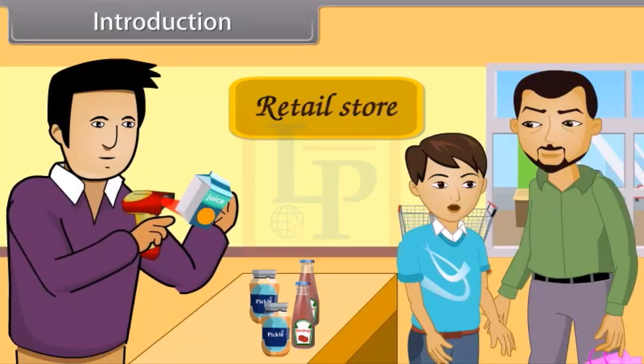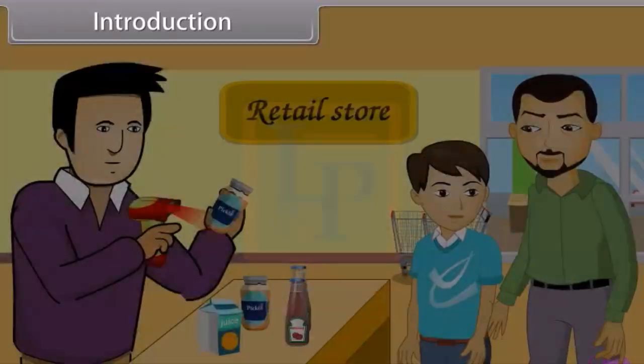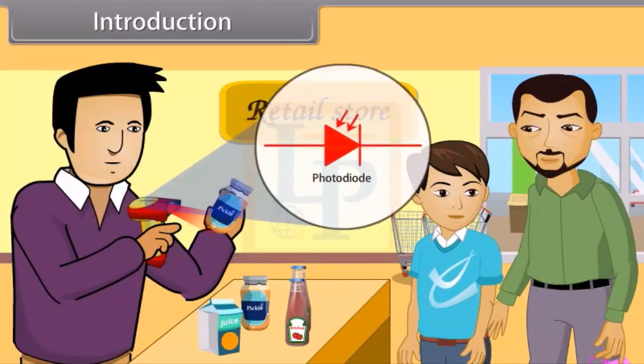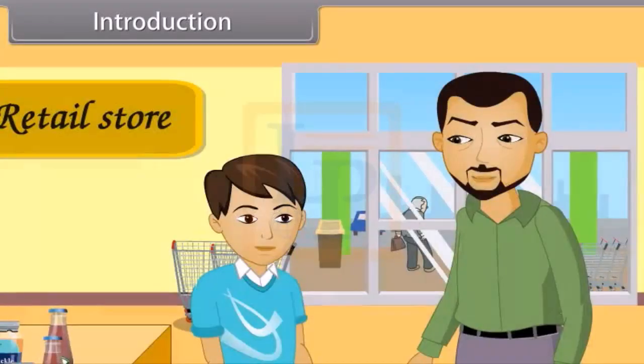Father, the shopkeeper is using some light device to access the details of all the goods. What is it and how does it work? Son, it is a barcode scanner and works on the principle of photodiode. A light source emits light on the object, and the reflected light is sensed by a photodiode, which produces electrical signals accordingly. It is an application of semiconductor electronics.